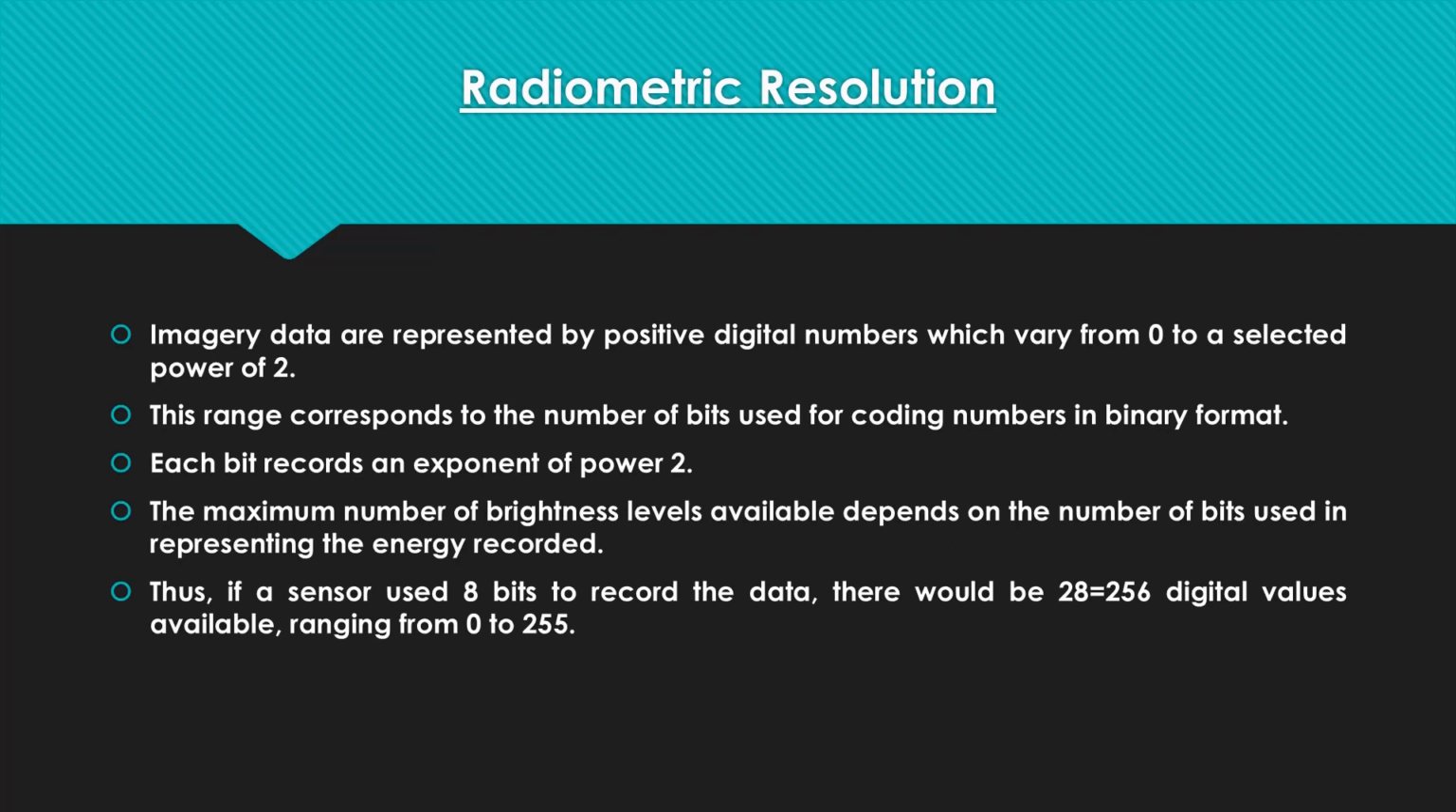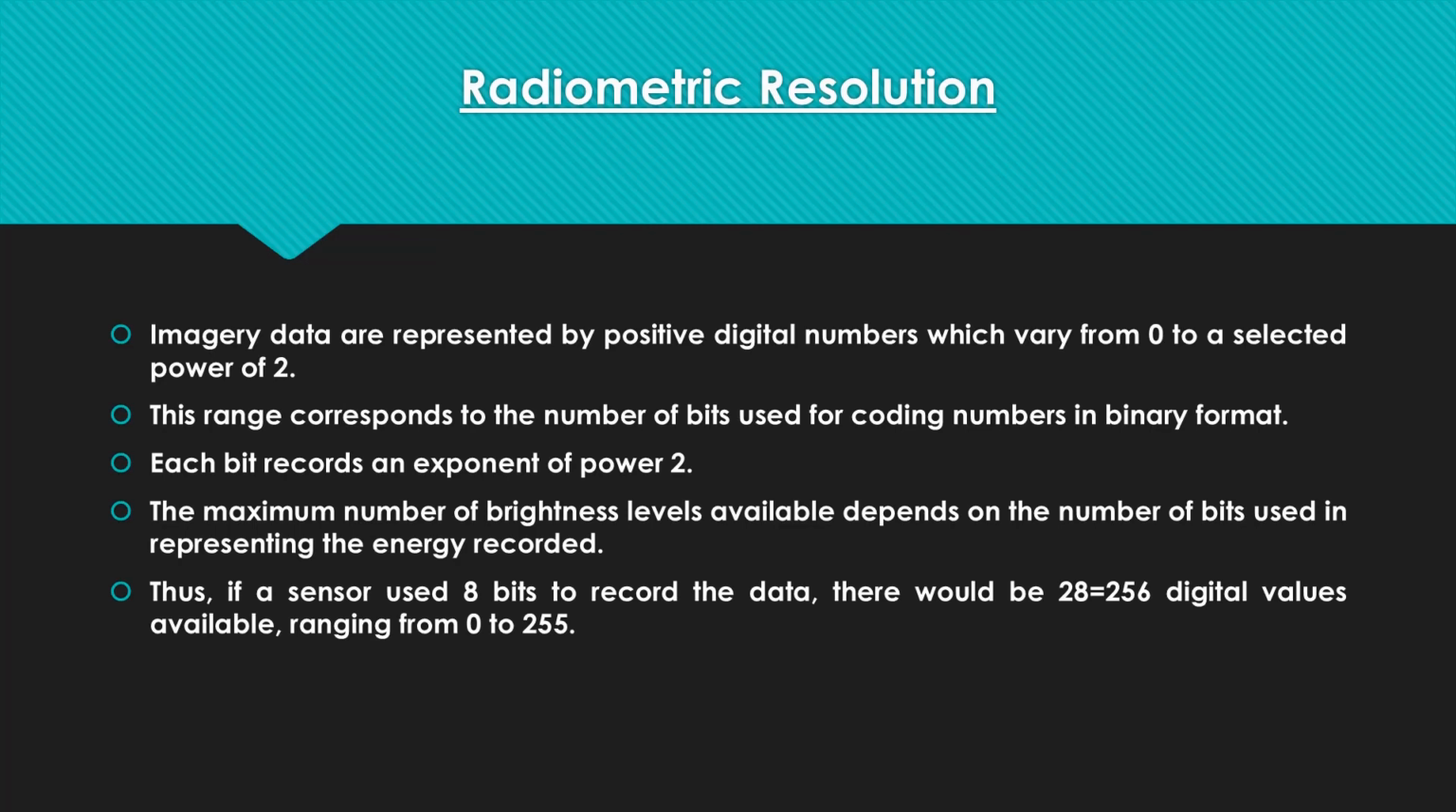In radiometric resolution, imagery data are represented by positive digital numbers which vary from 0 to a selected power of 2. The bit system can be an 8-bit system, it can also be a 16-bit system and much more. If our sensor is working upon an 8-bit system, then there can be 256 shades of a particular color that will be found in that imagery. So the radiometric resolution basically works with the shades of any color.